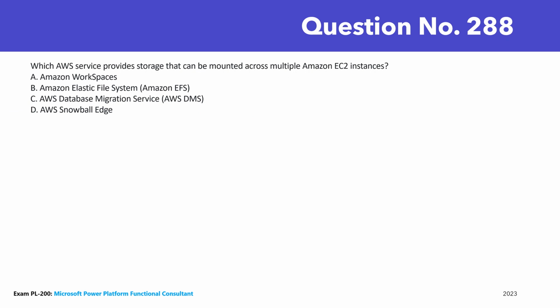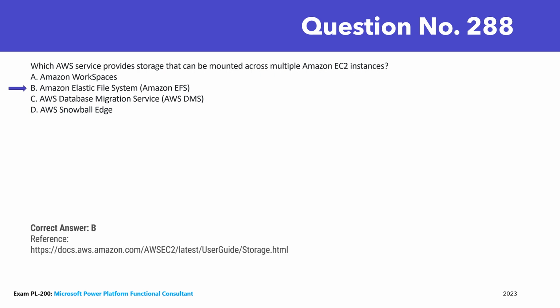Which AWS service provides storage that can be mounted across multiple Amazon EC2 instances? A. Amazon WorkSpaces. B. Amazon Elastic File System, Amazon EFS. C. AWS Database Migration Service, AWS DMS. D. AWS Snowball Edge. Correct answer, B.